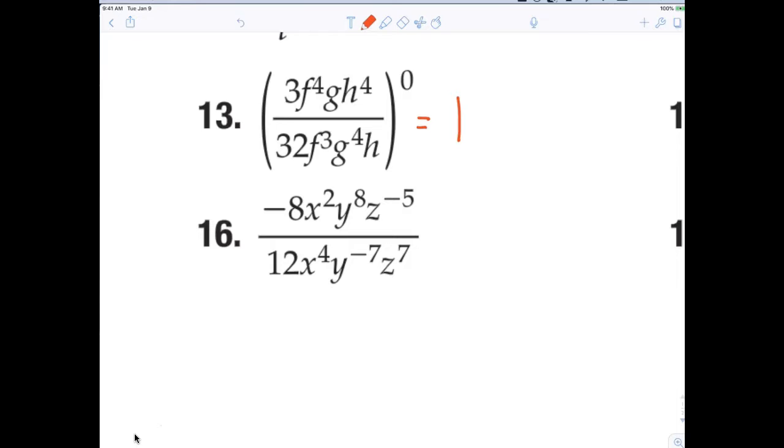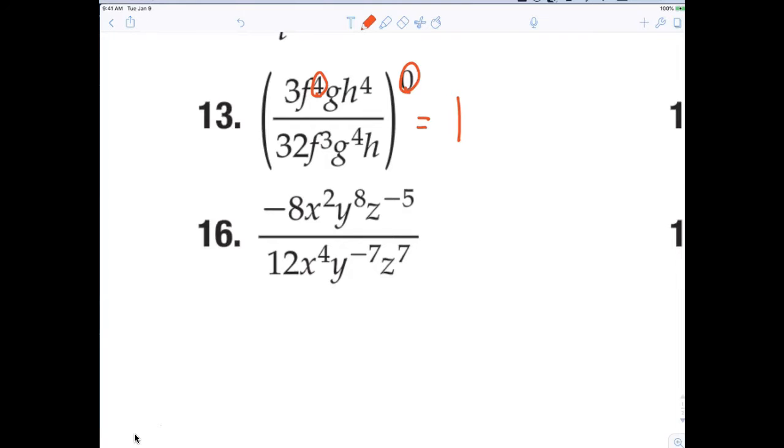So a power to power you multiply. What's 4 times 0? Listen to what you just said. Oh, 0. 4 times 0 is 0. Thank you. So now you understand, right? All right. Anything to the 0 power is 1.